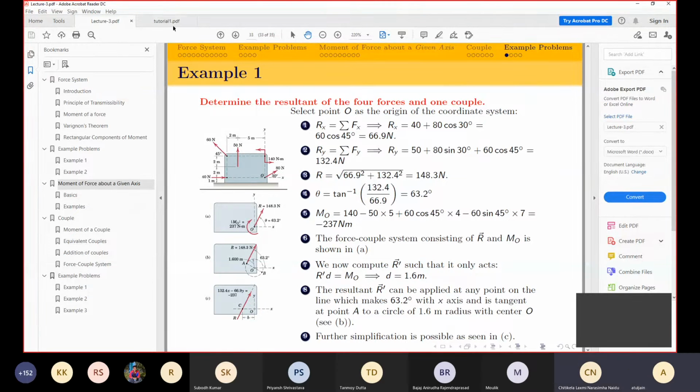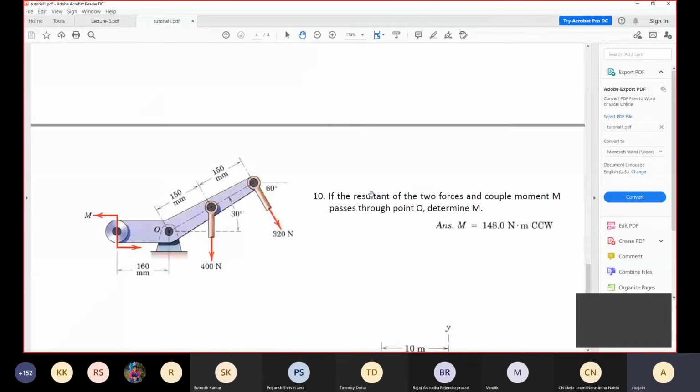In the problem, the same thing is given. The resultant of two forces and couple passes through O. So at O you only have a force. Okay or not? Yes, sir. Okay? Yes, sir. I got it. Good. So we can solve now, sir. Only language problem was there.